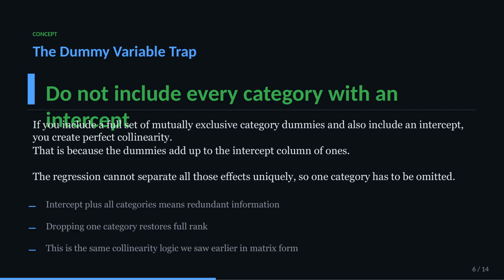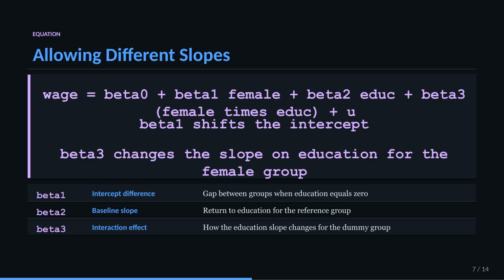So far, dummy variables have only shifted the intercept. That means the regression lines for the different groups are parallel, but often that is too restrictive. Suppose the return to education differs by gender. Then we need an interaction term, female times education. In that model, the female dummy still shifts the intercept, but the interaction changes the slope. Now the effect of education depends on the group. This is a very common move in applied work because many economic relationships differ, not just in levels, but also in marginal effects across categories.